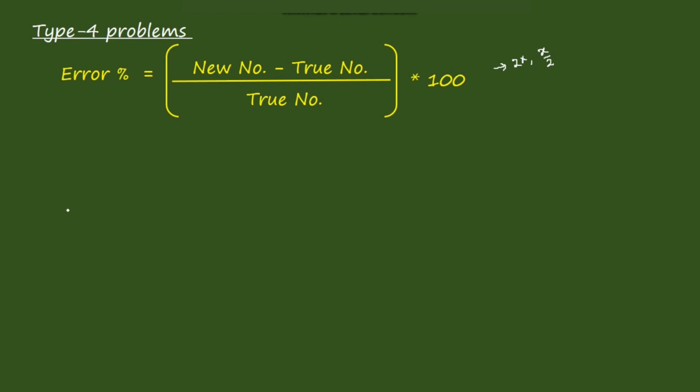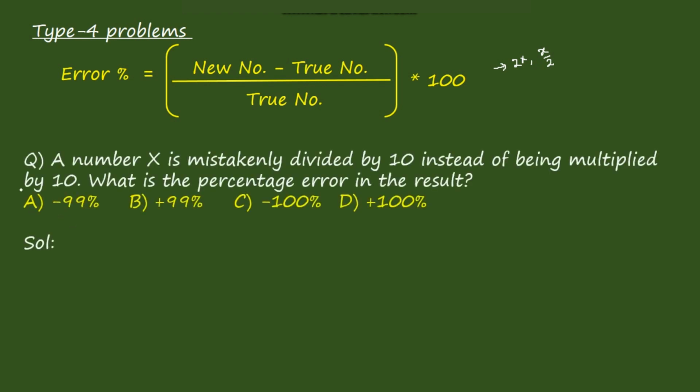See the question here. It is given that a number x is mistakenly divided by 10. So the number is x by 10. The number has to be multiplied by 10, so it becomes 10x. Instead of multiplying, he divided by 10. Then what is the percentage of error? We have to find it out.